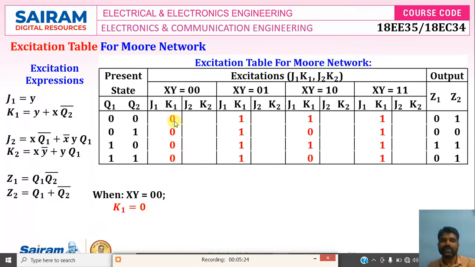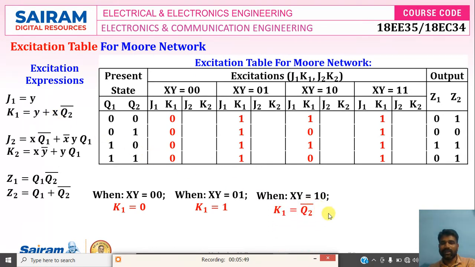Correct? And when xy is equal to 0, 1, so y is equal to 1, x is equal to 0, it becomes 1. Correct? So for all the combinations it is 1. And similarly, when it is 1, 0, so y is equal to 0, correct? x is equal to 1, it reduces to Q2 bar. See here, Q1 is Q2 bar. Here Q2 is 0, 1, 0, 1. It is 1, 0, 1, 0.